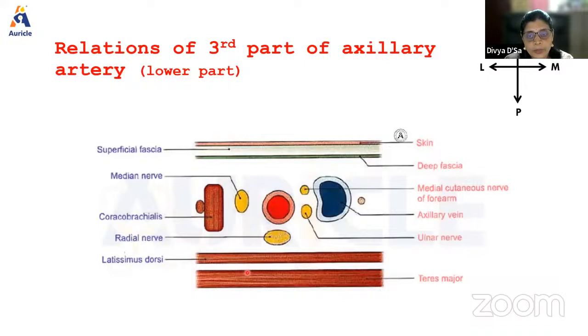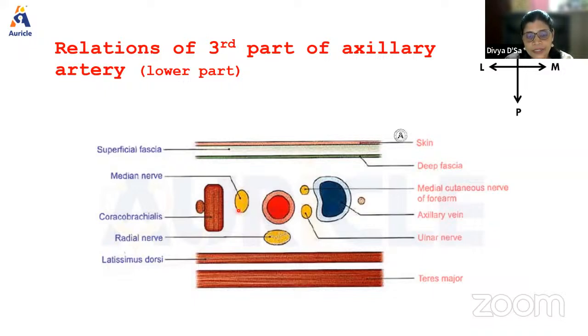Then in the lower part. So lower part, if you see here, only the anterior relations will change here. So you can see the skin, superficial fascia and deep fascia. So here you don't see the pectoralis major muscle. And medially, we see the axillary vein, the medial cutaneous nerve of forearm, ulnar nerve, and the medial cutaneous nerve of arm. Posteriorly, the latissimus dorsi muscle as well as the teres major muscle is seen.